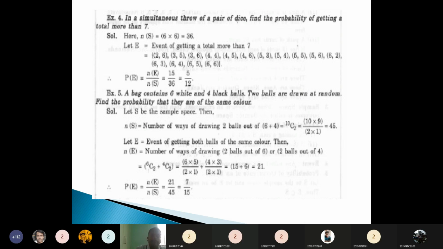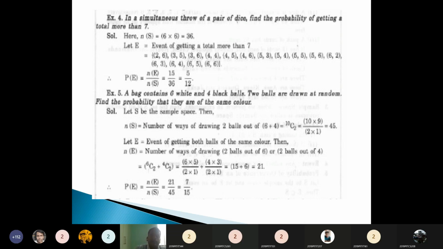Same color is what they are asking. Without any restriction, we are picking the balls, so that is 10C2 combination ways. That is 10 factorial divided by 10 minus 2 factorial into 2 factorial. Simplifying, you will get 45.